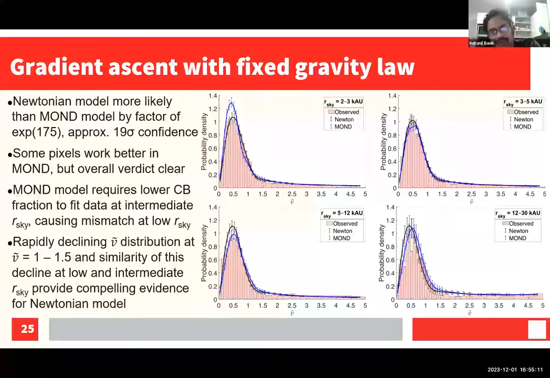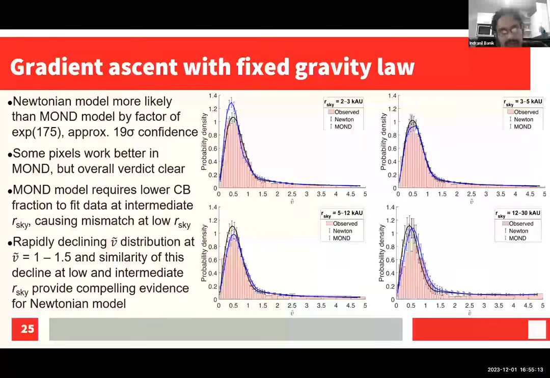So first of all, with a gradient ascent, we got a very strong preference for the Newtonian model by a factor of e to the 175. This shows the distribution of V tilde in different R sky intervals. The black is the Newtonian model, the blue is the MOND model, and the observations are in red. There is a very severe problem with the MOND model.